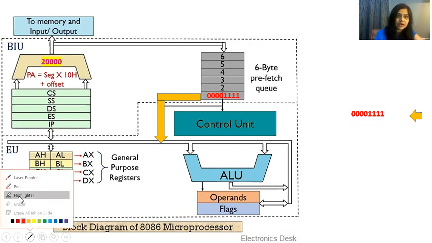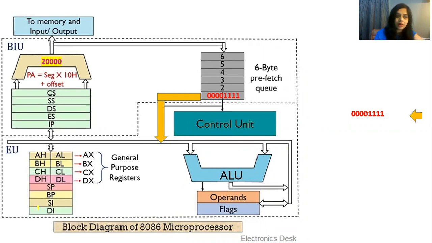So the bus interface unit consists of segment registers, instruction pointer. It consists of a 6-byte instruction queue and control unit. So you can see here, this is the control unit, this is the 6-byte instruction queue. These are the segment registers, 4 segment registers: code segment, stack segment, data segment, and extra segment. This is the instruction pointer. And the execution unit consists of general purpose registers, that is AX, BX, CX, DX, and these 4 pointer registers, that is stack pointer, base pointer, source index register, destination index register. It also consists of the arithmetic and logical unit and flags.